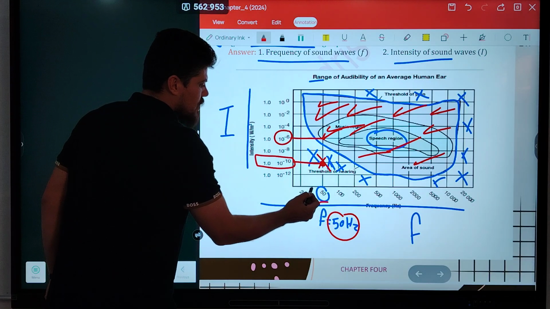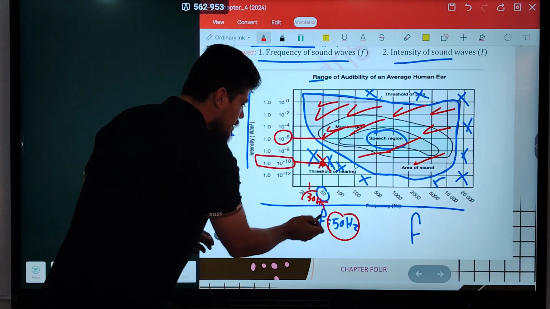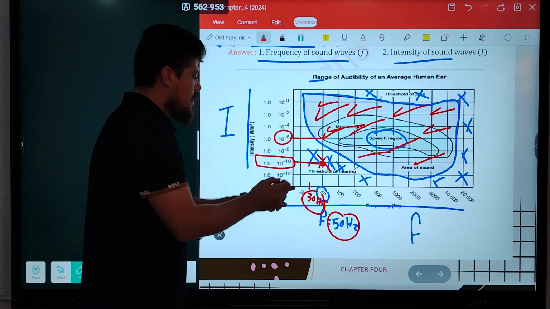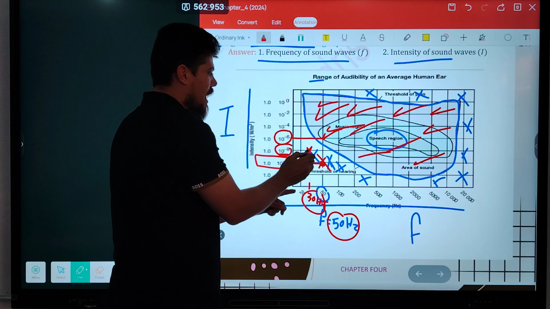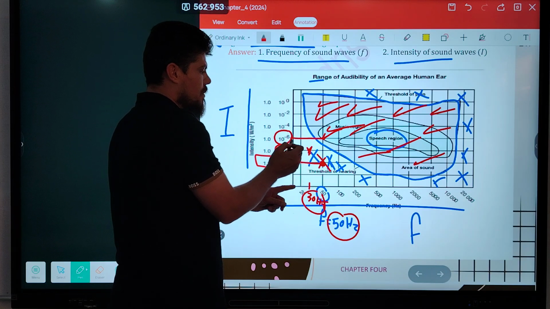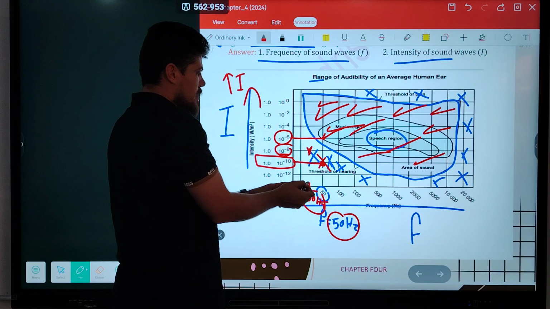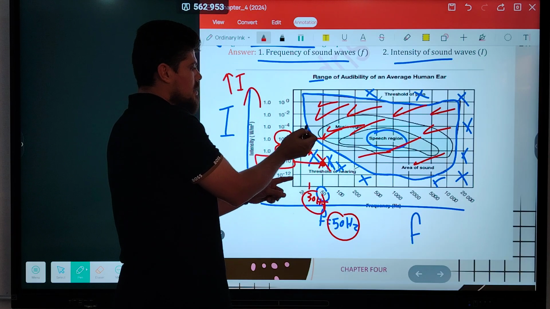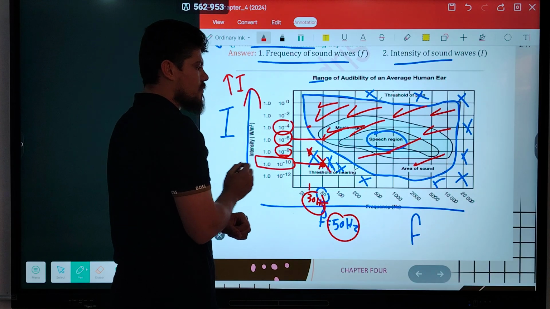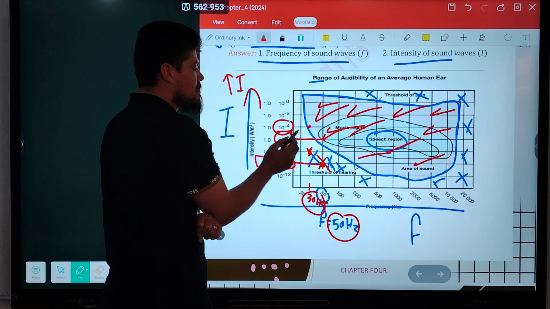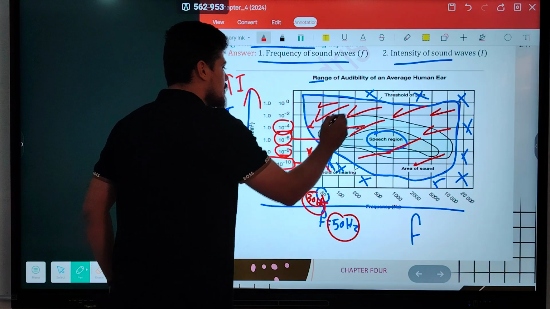So, less than 50 hertz, like 30 hertz, guys. When the frequency is 30 hertz, can we hear it with 10 power negative 10 intensity? No. We have to increase the intensity. Increase the intensity until it reaches 10 power negative 4. When the intensity is equal to 10 power negative 4 and the frequency is less than 50 hertz, can we say this sound is audible?